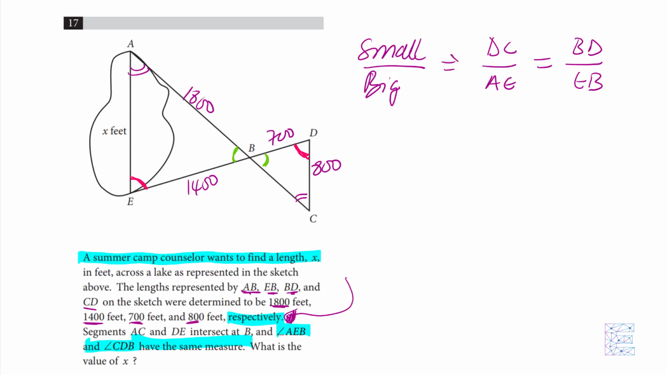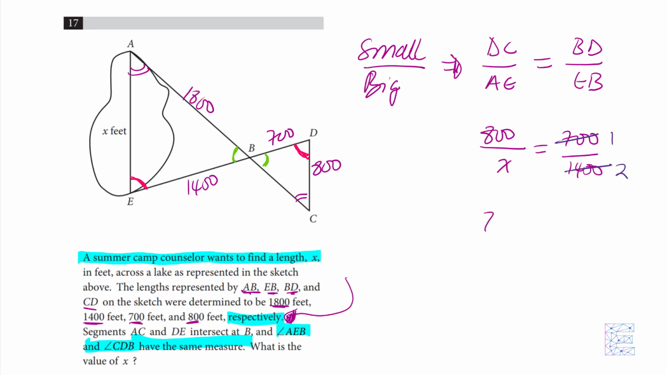Once we've set this up, the rest is just plugging in numbers. So DC is 800 over AE, which is x, over BD, which is 700, over EB, which is 1,400. Notice real quickly that we can actually reduce these. The 700 goes in here once, and 700 goes into 1,400 twice.